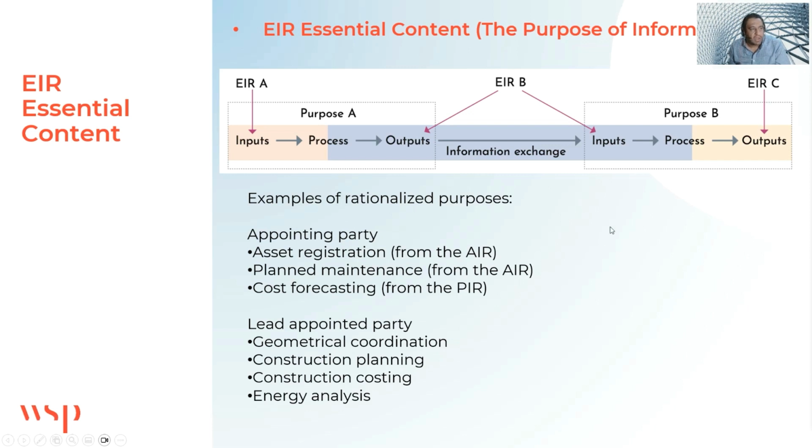Examples of rationalized purposes, for example, for the appointing party. The appointing party may have a purpose for this information. This purpose can be for asset registration, for example, or planned maintenance, or for cost forecasting. However, the lead appointed party may have different purposes for information, like geometry coordination, construction planning, construction costing, energy analysis. So while these are different, some of these purposes for the lead appointed party may act as an input for another purpose for the appointing party.